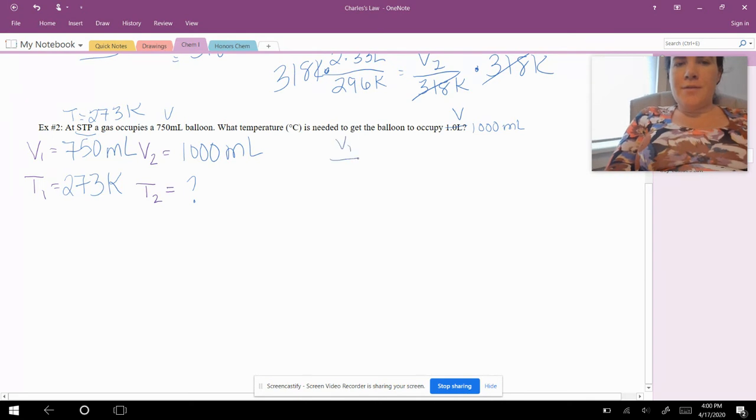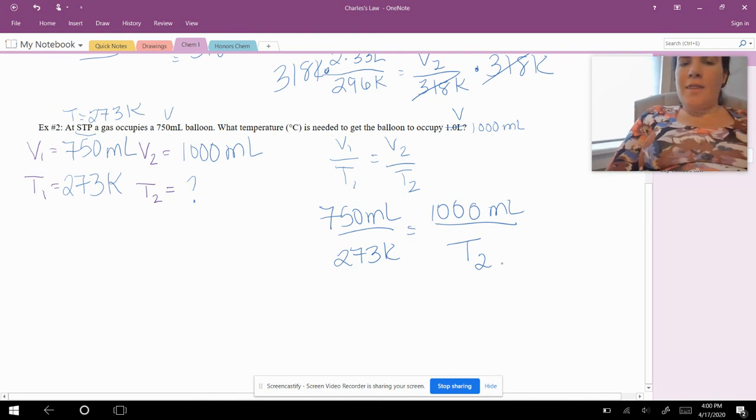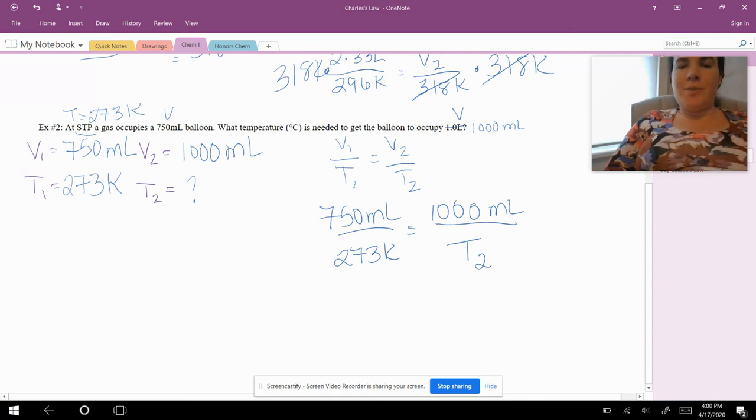So again, equation V1 over T1 equals V2 over T2. Plug in our numbers. So we got 750 over 273 equals 1000 over T2. Okay, so this one, when we've got the variable we're looking for in the bottom, this is where people get mixed up on their algebra. So what you don't want to do is divide by 1000 on both sides, because that will leave T2 in the denominator, and we can't have that.